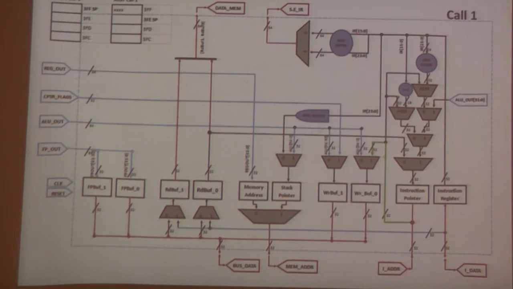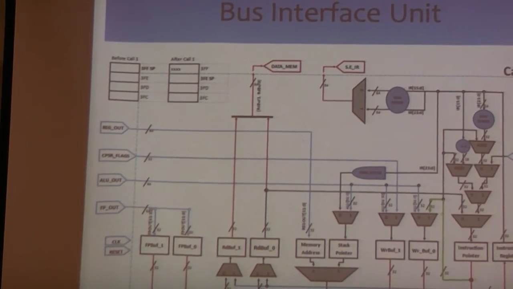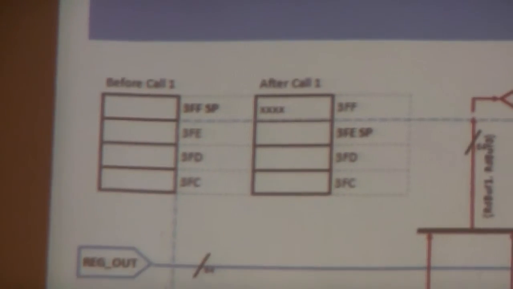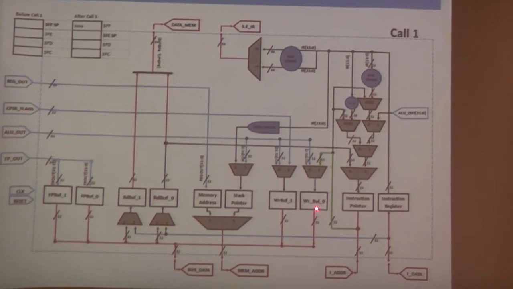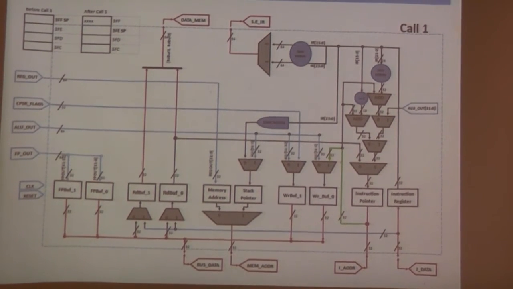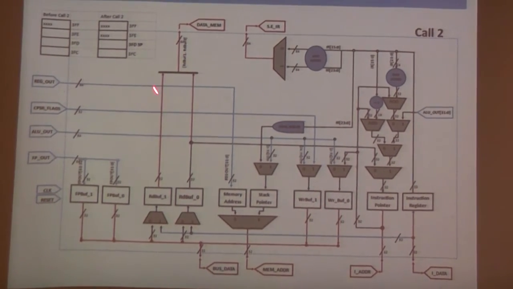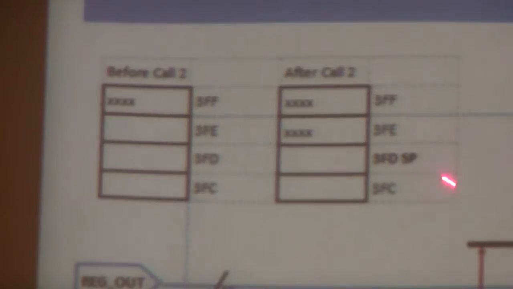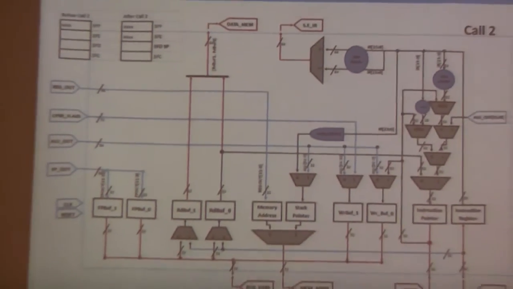So I'll guide you through the steps of a call instruction, just to show the operation of the diagram. On the first clock of the call, we push the instruction pointer onto the write bus 0 value, and we decrement the stack pointer. On the second, you can see the stack pointer has been decremented to FD, which is all that's being done on the second clock.